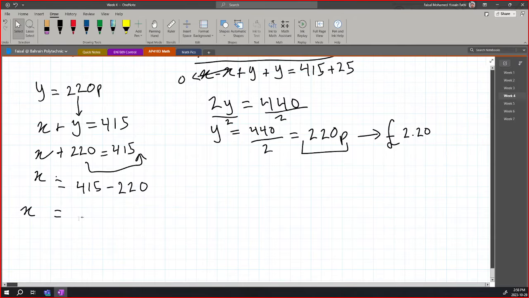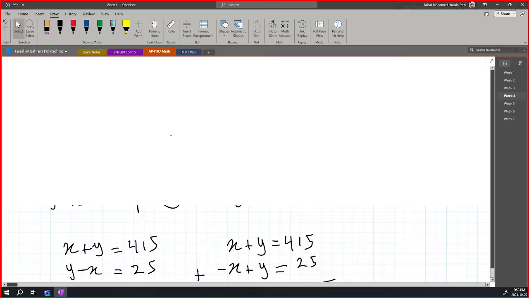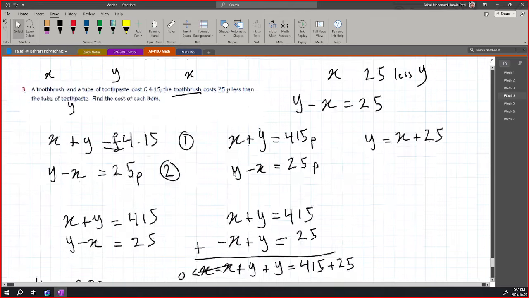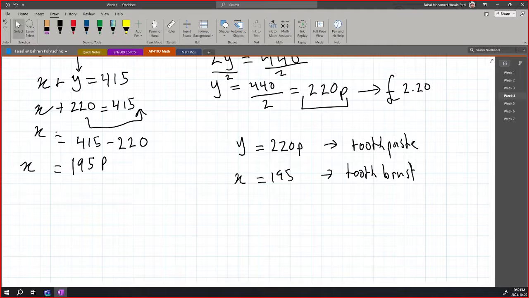Again, the answer that we are getting is in pence: 195 pence. And y is 220 pence. What did we say y was? We said y is the toothbrush, if I'm not mistaken. Okay, so y is the toothpaste and x is the toothbrush. We named y the toothpaste, and x, which is 195, is the toothbrush. Alright, again this is in pence.